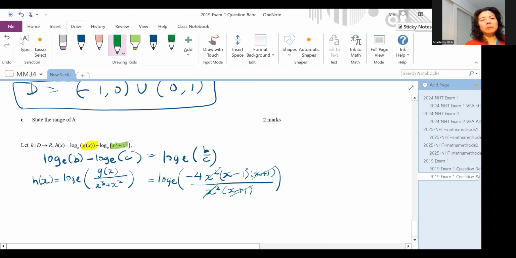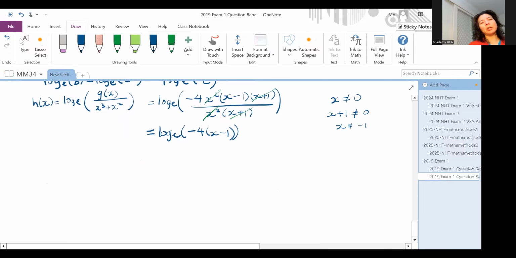And we've already acknowledged that x cannot be 0, which takes care of our x squared not being 0. And x plus 1 cannot be 0, which means that x can't be negative 1 either. So that's already been taken care of in our domain. So if we simplify this further, all you have is log to the base e of negative 4x minus 1.